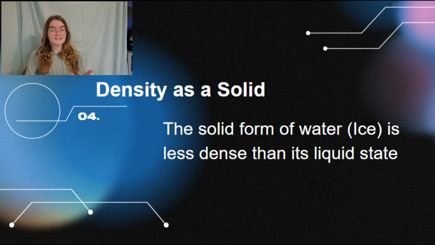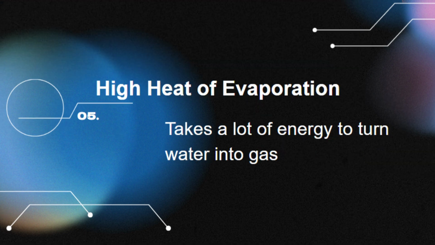The fourth is density as a solid. Water is less dense in its solid form, which is not a common trait shared by other liquids. This is why ice will float on top of the water rather than sink to the bottom. And the fifth is water's high heat of evaporation. It requires a lot of energy to break those hydrogen bonds and turn liquid water into gas.